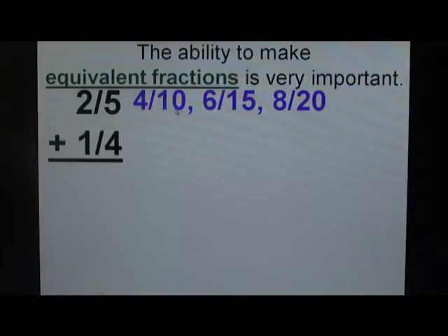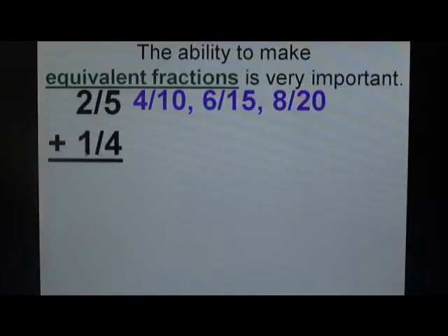What happened was the denominator got larger. Remember, that's the way it works with fractions. As this number gets larger, the pieces get smaller, and we made up for it by having more of them. Okay, so I've made a list of fractions that are equivalent or equal to 2/5.